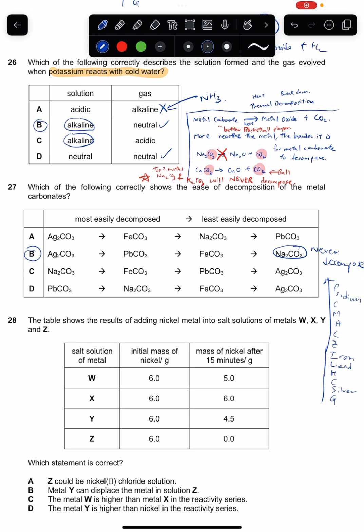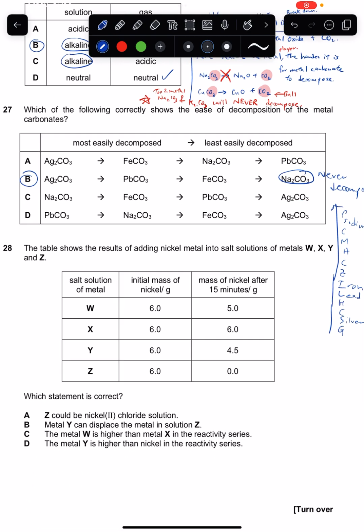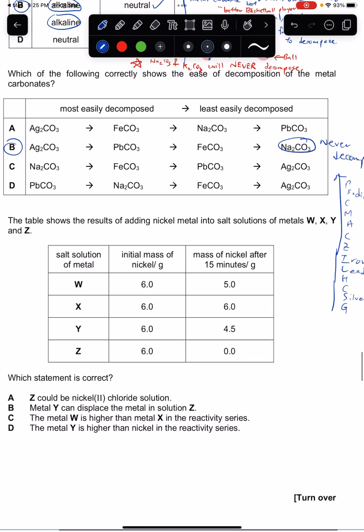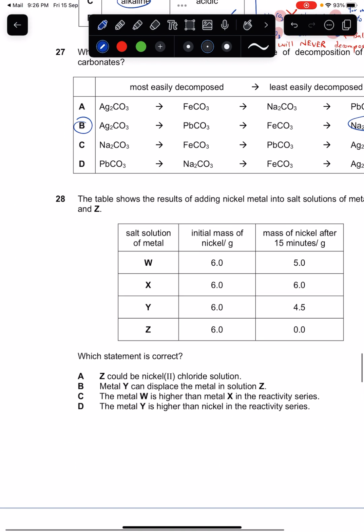Alright. Okay, question 28. I don't think it's printed for you, but we can still look at it because it is a very decent reactivity question. So let's take a look. So what happened? First one, I add nickel to the metal W solution. For argument's sake, let's talk about a chloride. So Ni plus WCl2.